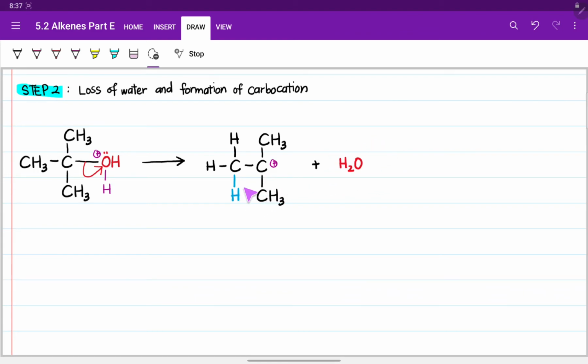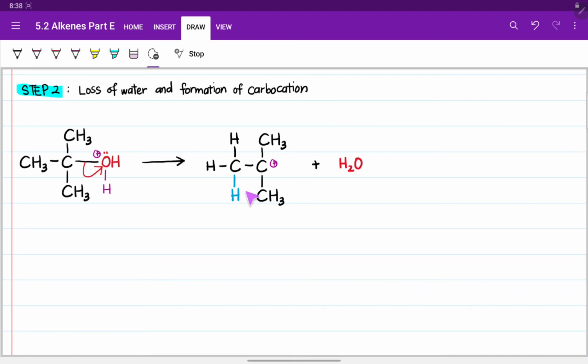Okay, apa yang awak nampak dekat sini, saya dah buka. Okay, I expand this alkyl group. Okay, kenapa? Kalau untuk step 2, awak tulis sebagai CH3 saja pun boleh, tak ada masalah. But moving on to step 3, from step 2 awak dah kena fikir siap-siap. Okay, kita nak kena jadikan dia alkene. Okay, so step 3 adalah removal of proton.